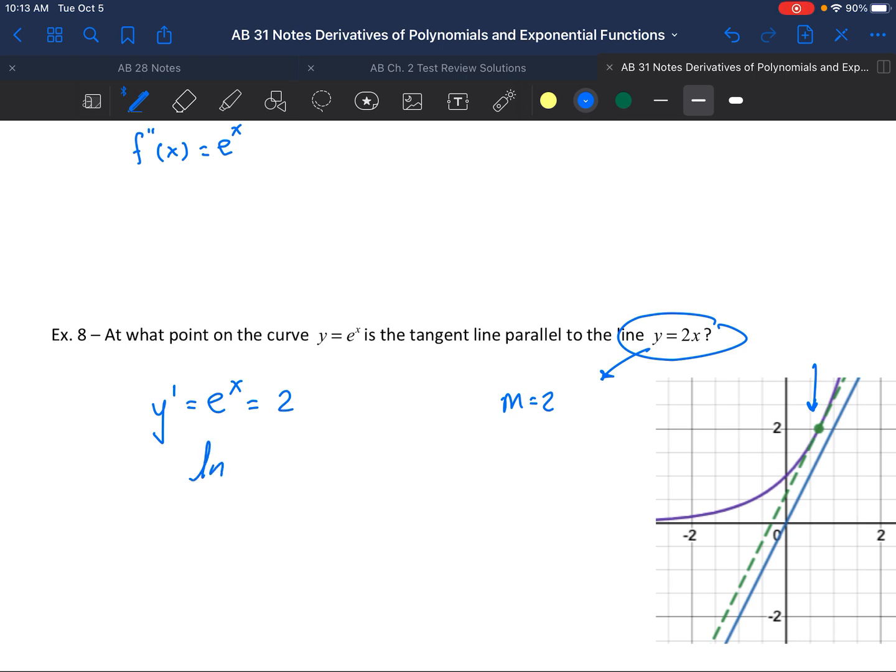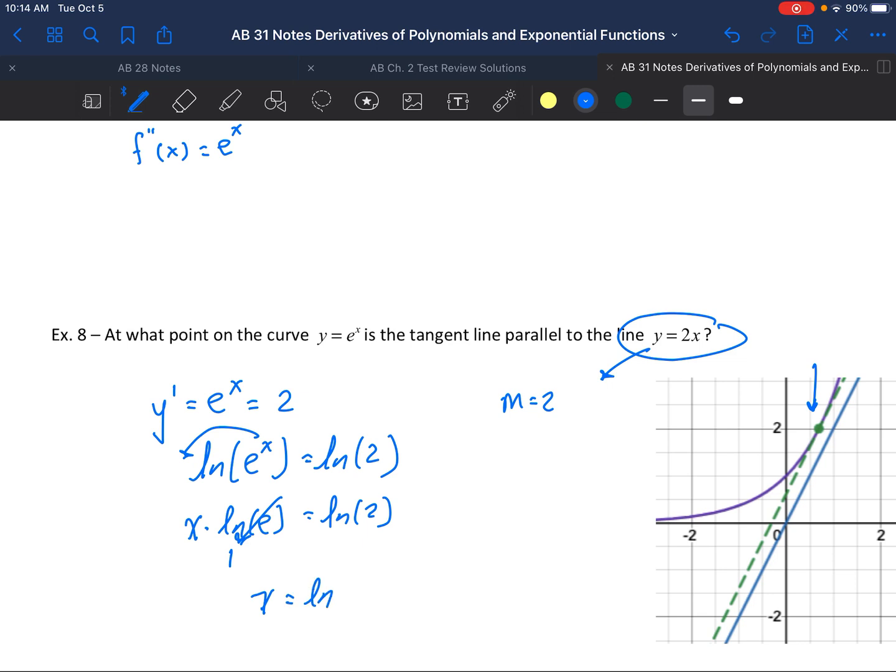And remember, if we take the natural log of both sides, exponent inside a log comes out as multiplication. It's x times ln of e, equals ln of 2. ln of e, that is e to what exponent equals e, that is just 1, so we have x equals ln of 2. So our point, we've got ln of 2, comma, and if we plug in ln of 2 into our function, we get 2 out. There's that coordinate.